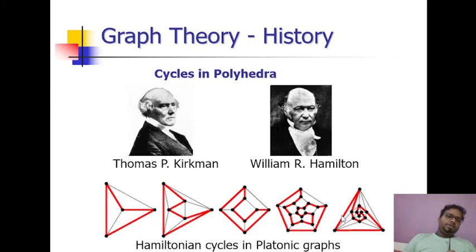Then the same concept was extended for finding cycles, by Hamiltonian and Kirkman. These are the Hamiltonian cycles. So what is a cycle? Basically, it is a complete path originating from one point and ending at that point, without repeating edges, but covering all the nodes. That is the basic idea.